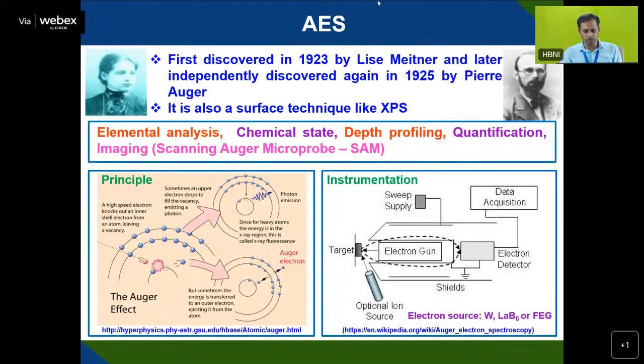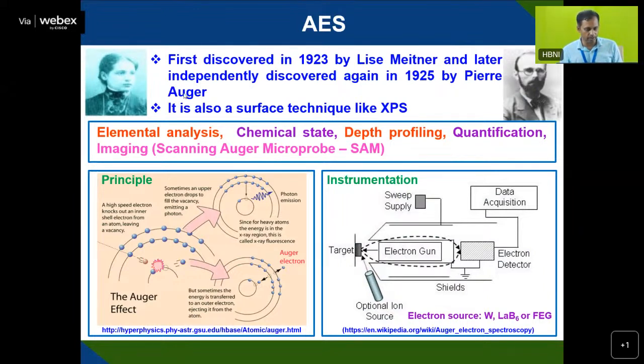So the electron will come onto the top surface from an electron gun, and that electron will interact with this target, and whatever photoelectron is generated during the process, you will get the Auger electron. That Auger electron will come to the detector and data acquisition is possible. Auger electron spectroscopy was first discovered in 1923 by Meitner, but then it was again independently discovered in 1925 by Pierre Auger. And finally it was named after Auger.